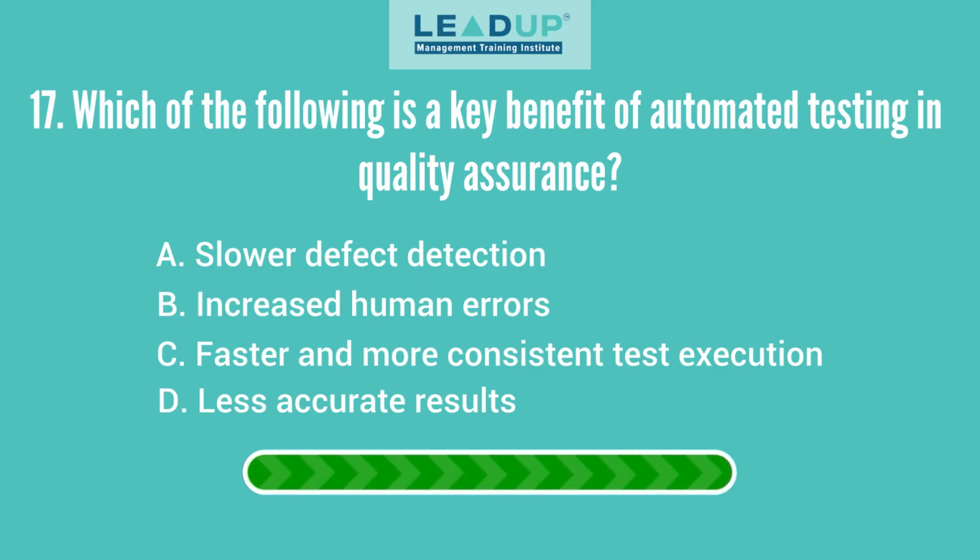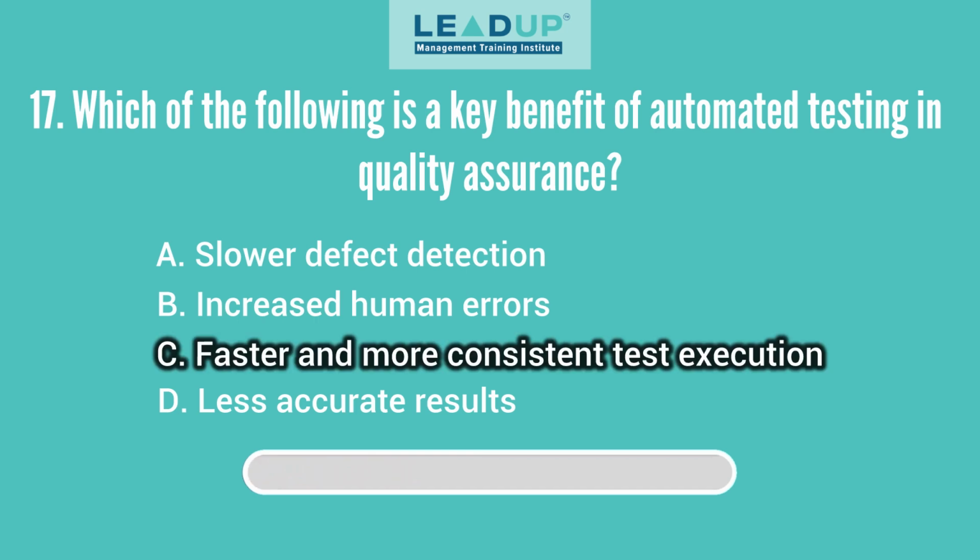Question 17. Which of the following is a key benefit of automated testing in quality assurance? A. Slower defect detection. B. Increased human errors. C. Faster and more consistent test execution. And D. Less accurate results. The answer is faster and more consistent test execution.